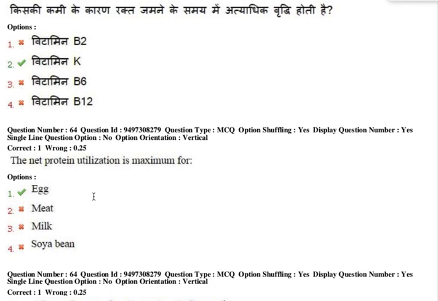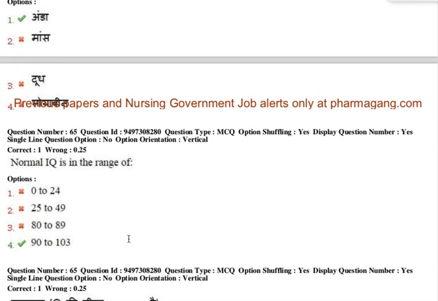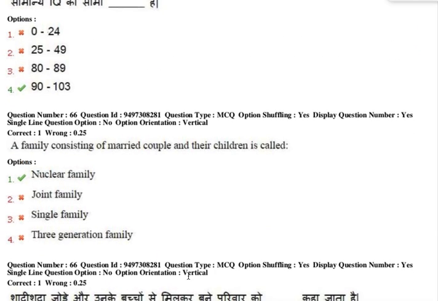Next question. The net protein utilization is maximum for... Answer is first, egg. Next question. Normal IQ is in the range of... Answer is fourth, 90 to 110. It's a normal IQ. Next question. Question number 66. The family consisting of a married couple and their children is called... Answer is first, nuclear family.